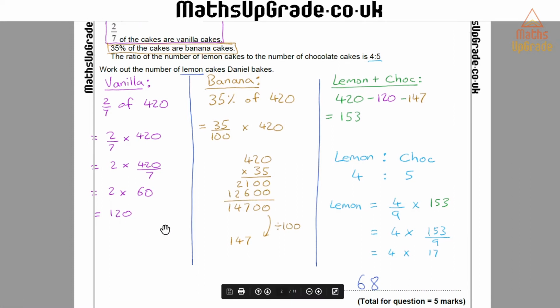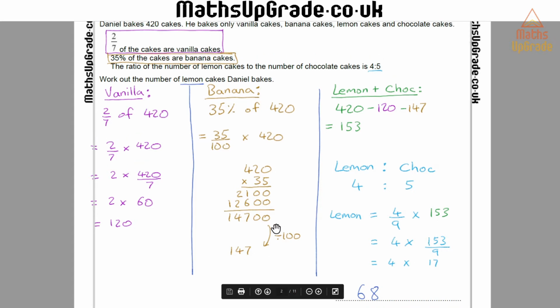Banana cakes, well, it tells us that 35% of all the cakes are banana cakes. So I need to find 35% of 420. 35% is the same as 35 parts out of 100. So in essence, I need to do 420 times 35 and then divide by 100 afterwards. So let's do 420 times 35 first. Using the column method, I'll get 14,700. Then divided by 100, I get 147.